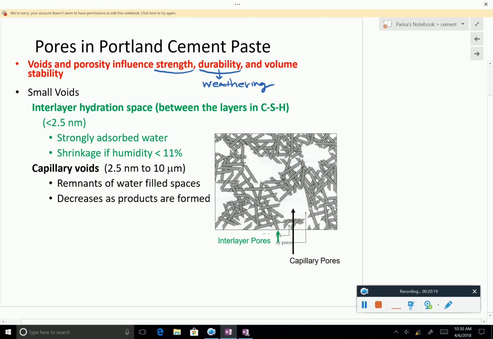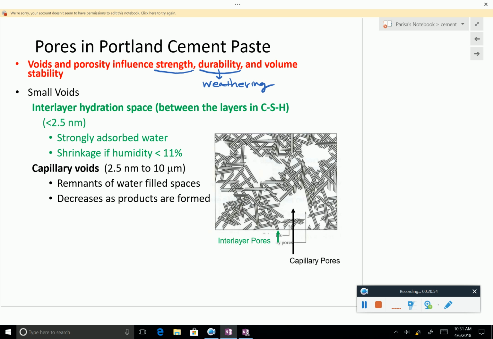The very, very small, tiny voids are between the CSH layers. They are very tiny, nanometer scale. Typically, you can't get rid of the water in these voids unless the relative humidity comes very, very low. And if this happens, the material shrinks a lot. So that's why they are very, very important. If the humidity is very low, they cause a lot of shrinkage.